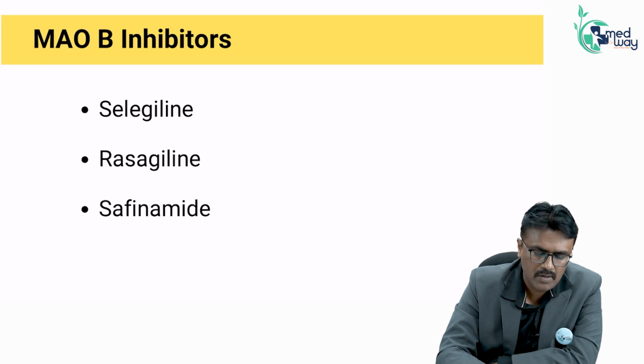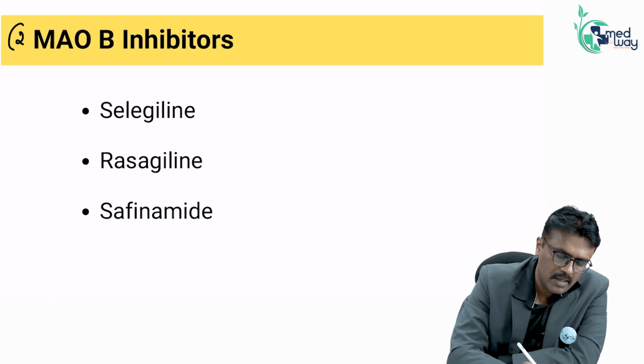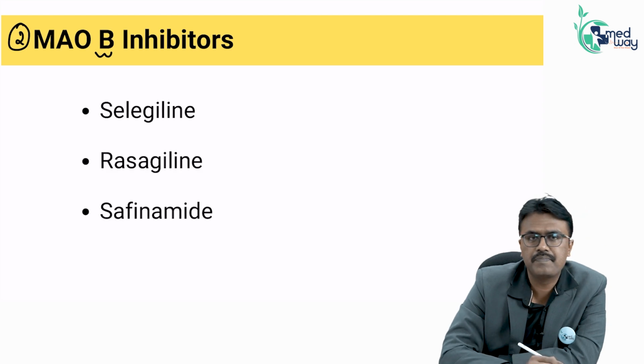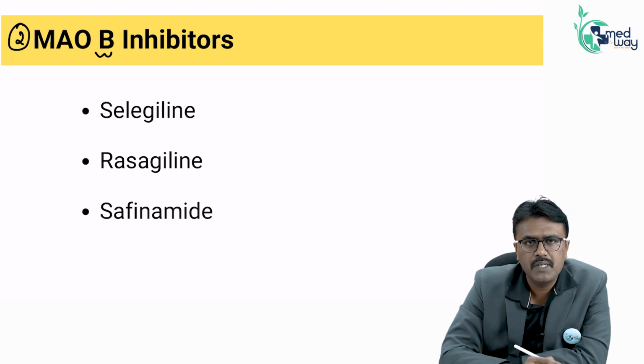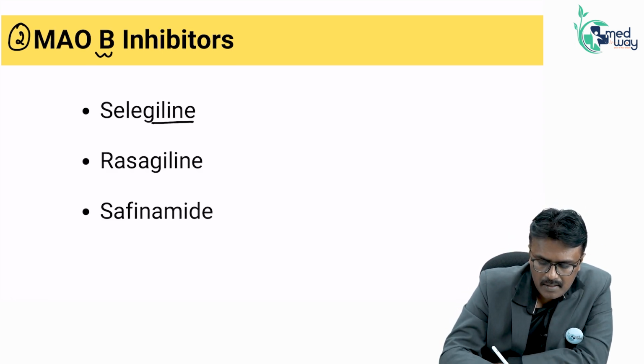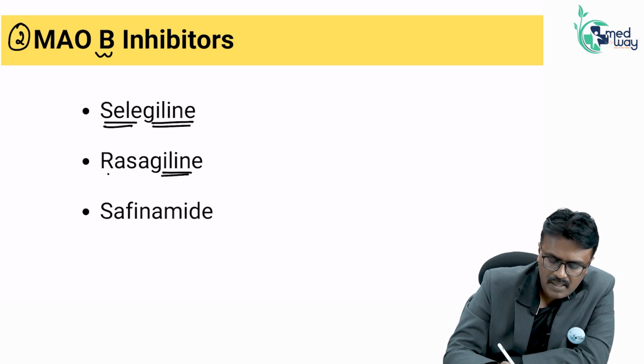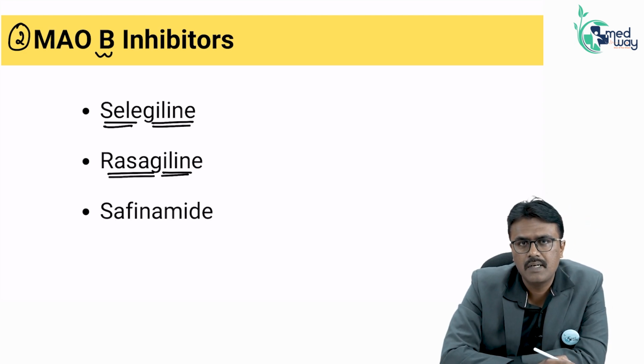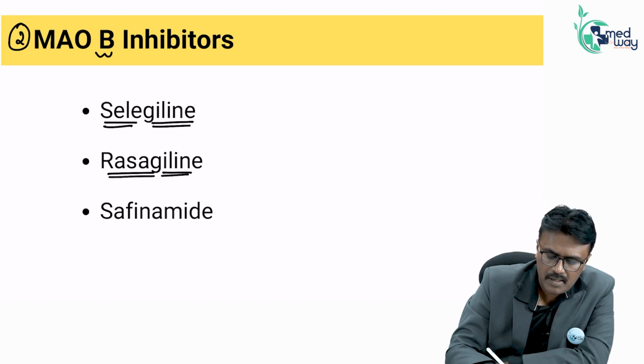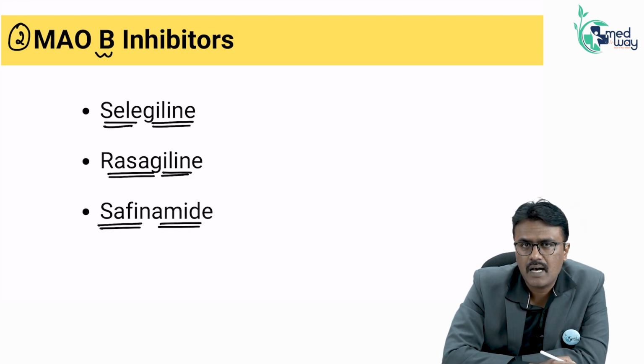Target number 2 is the MAO-B inhibitors. How do I remember MAO-B inhibitors? They end with gilin. The names are selegiline, rasagiline, and recently we have a drug by the name safinamide. These are MAO-B inhibitors.